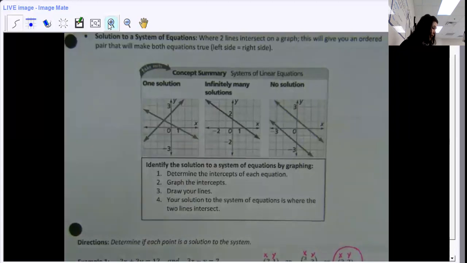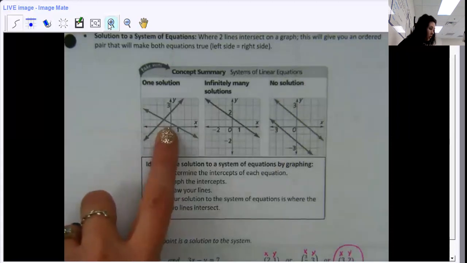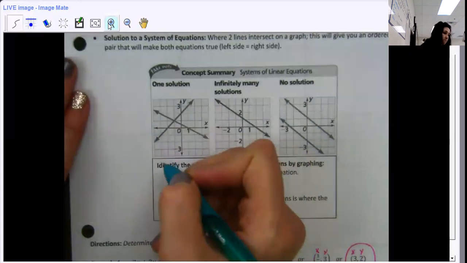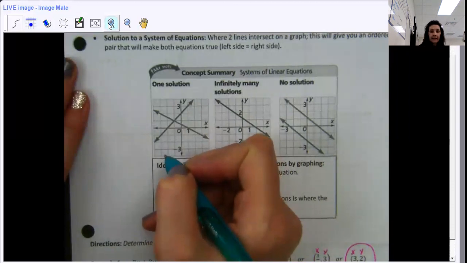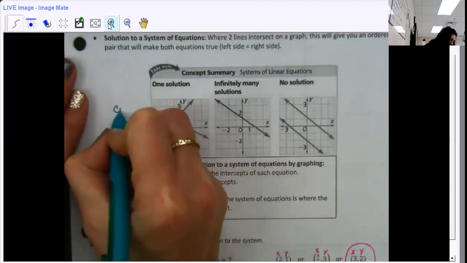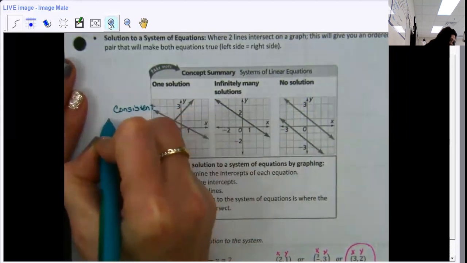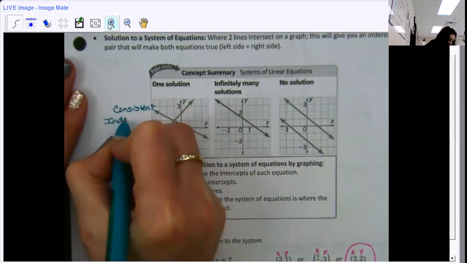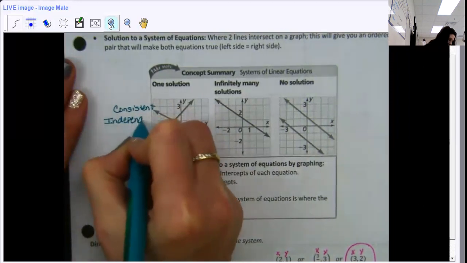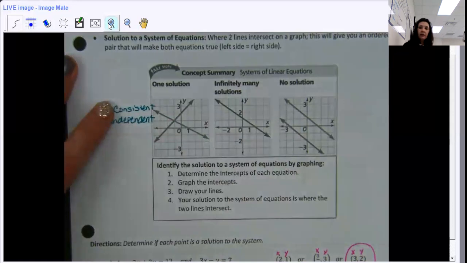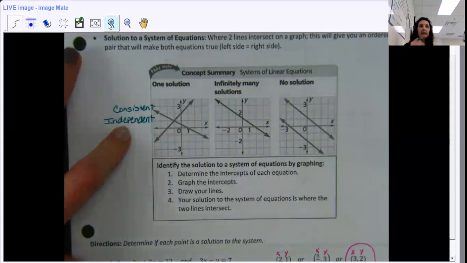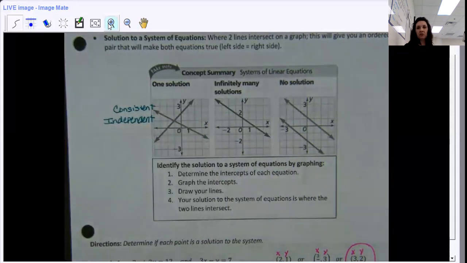Now, when you have only one solution, we call this consistent and independent. Consistent, meaning that it has at least one solution. Independent, meaning that each equation is independent from each other. They don't depend on each other at all to be graphed or to find a solution.